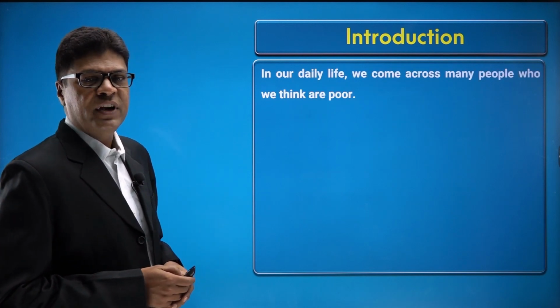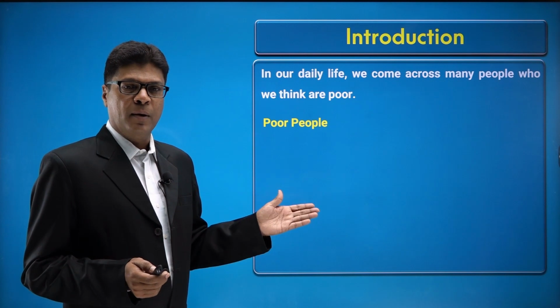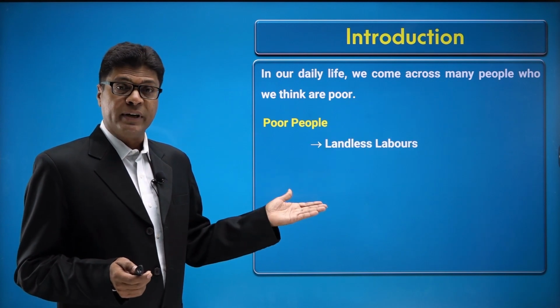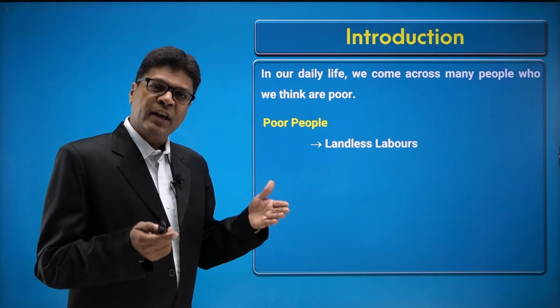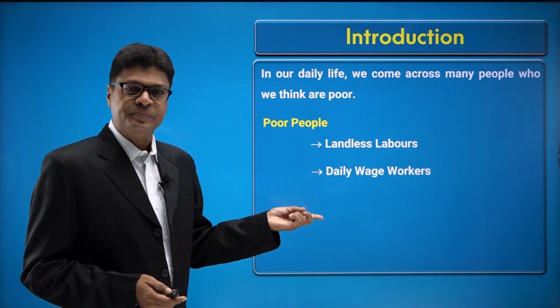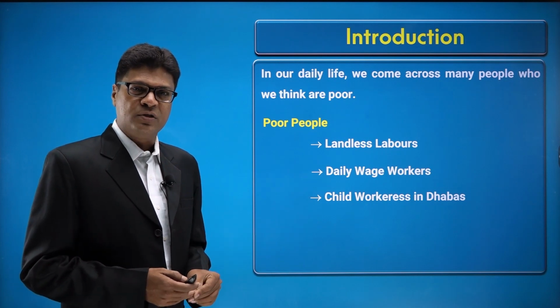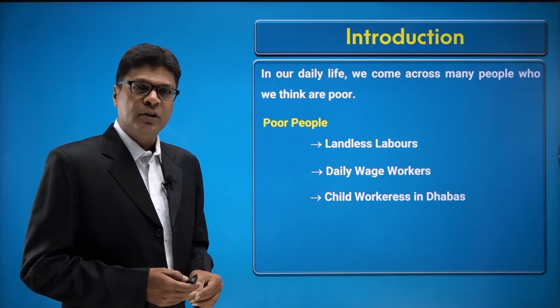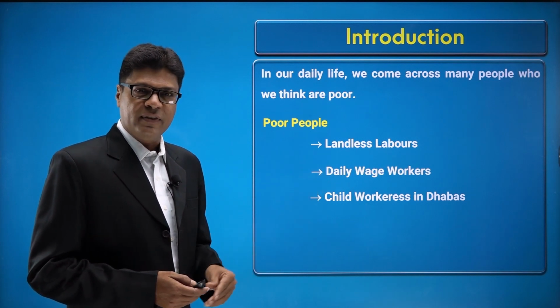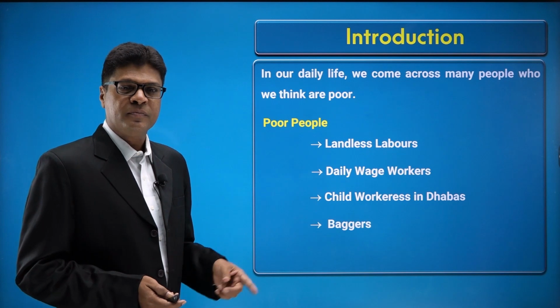In our daily life, we come across many persons who are poor. For example, landless laborers. They don't have land, so they are forced to work on others' farms. Daily wage workers, child workers in dhabas. Many times when we go in cars on highways, we see in the dhabas: Chotu pani lana, chotu table saaf kar, chotu glass utha. They are the child workers in the dhabas. Beggars.